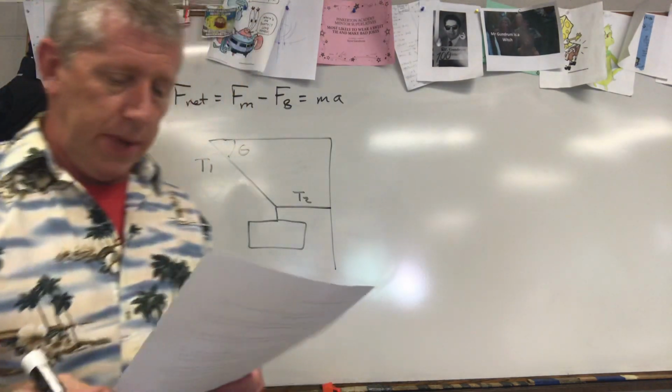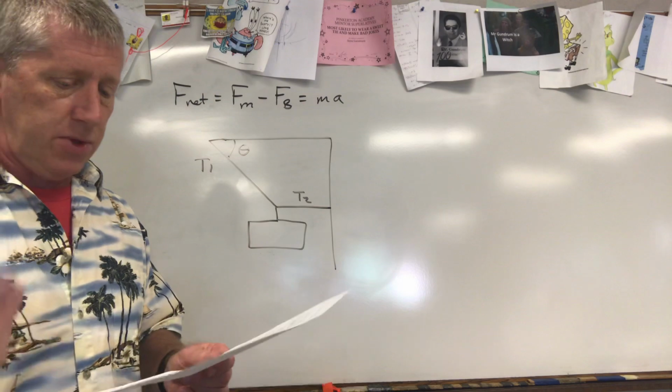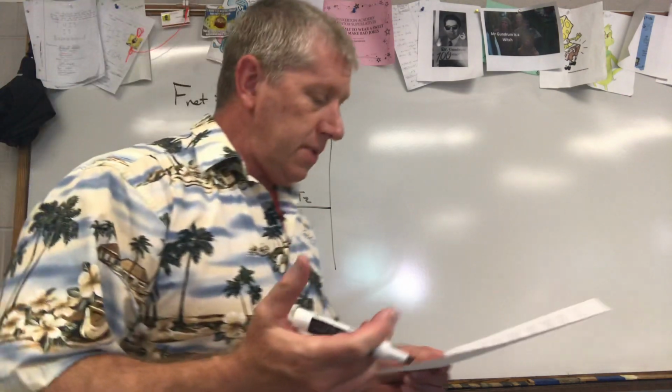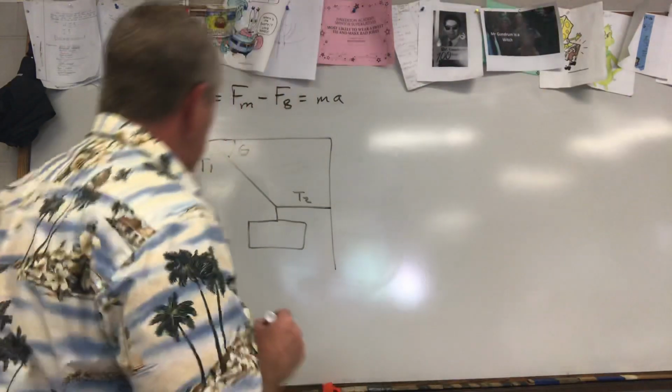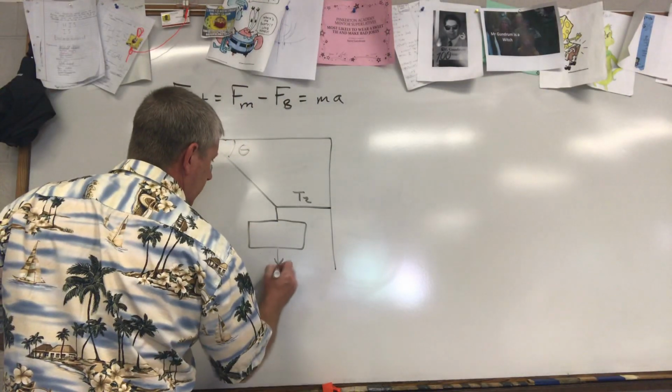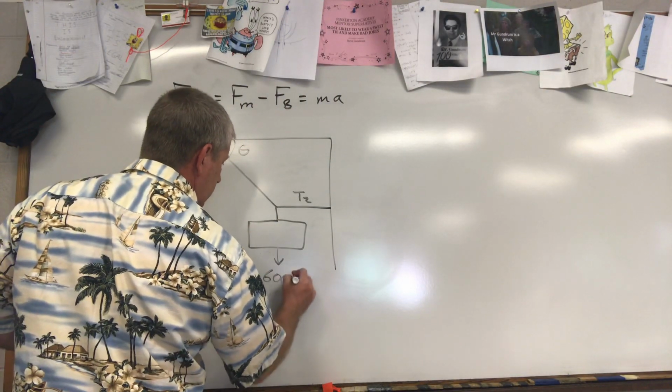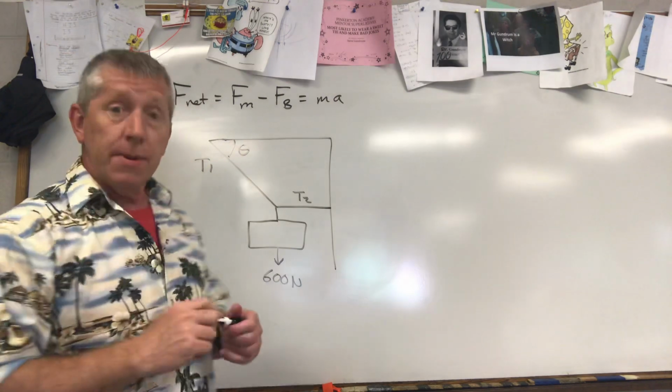All right, okay, and the question here is how much tension is there in each one of the cables holding up the sign? 600 Newton sign. And this is an equilibrium problem, as the last one was.